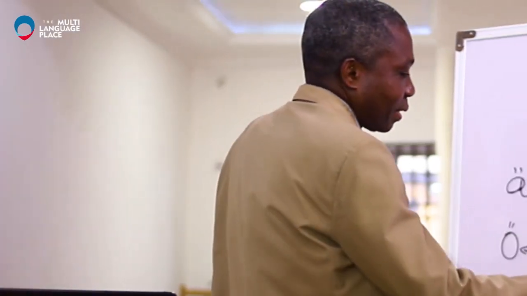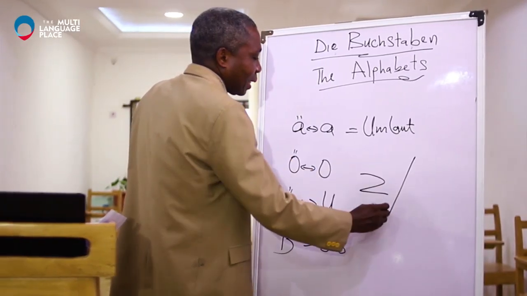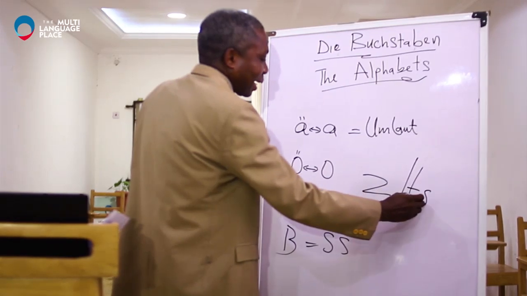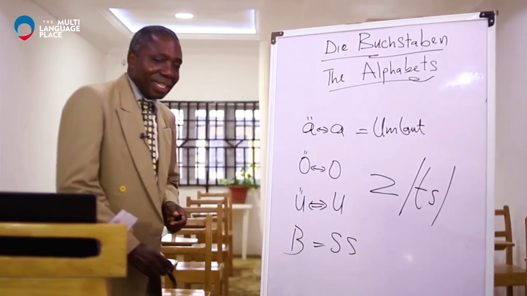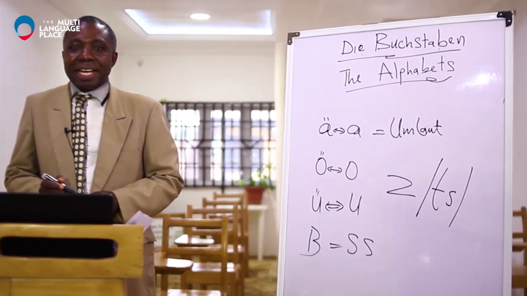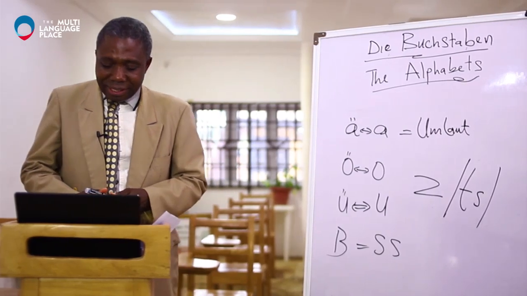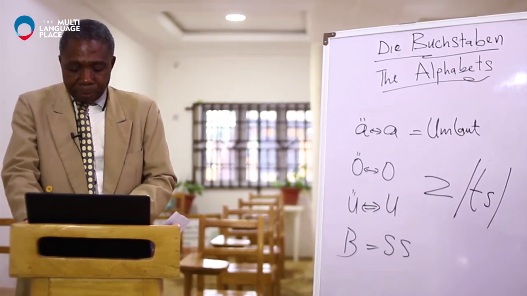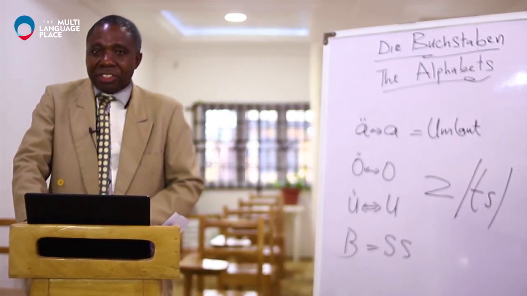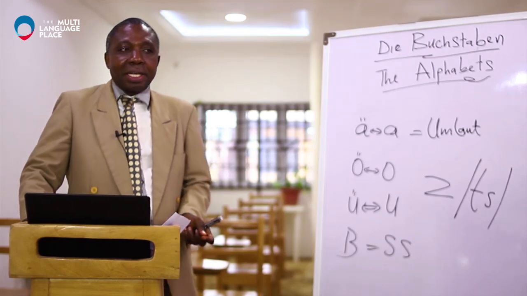And then we have Tset, Z. Actually, wherever you see this letter, it is pronounced like T and S. So we have T-S, Tset. You see it in the learning materials that you have in your hands. That is the first stage of the alphabet.